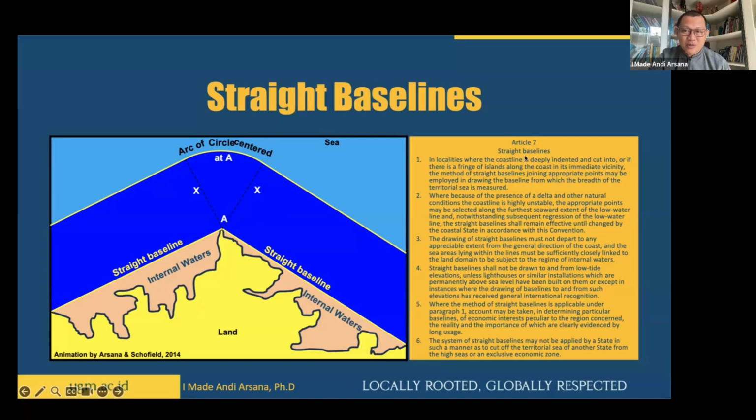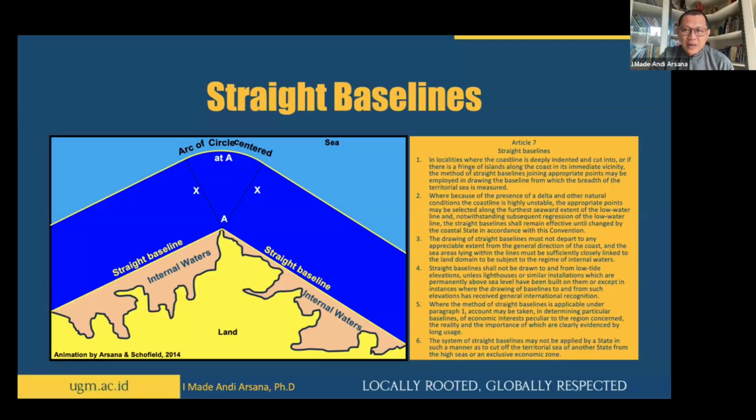Pasal 7 di UNCLOS says like this, and this is the illustration of how these articles have been implemented. When can you define the straight baseline instead of the normal baseline? Here are the criteria. For example, in localities where the coastline is deeply indented and cut into, deeply indented looks like this, irregular. Or if there is a fringe of islands along the coast in its immediate vicinity, the method of straight baselines joining the appropriate points may be employed.